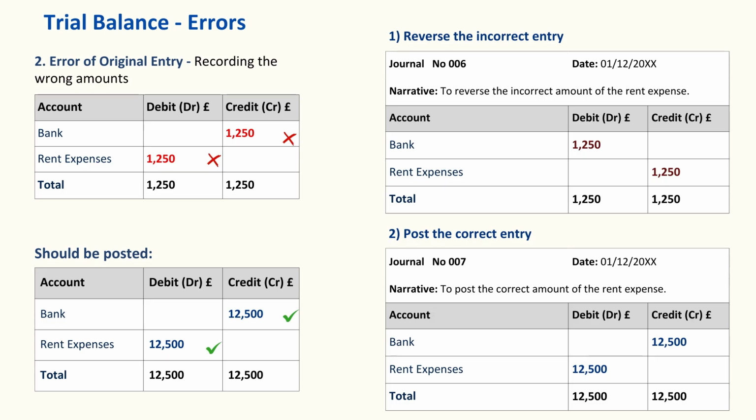Step 2. Post the correct entry. Now enter the transaction with the right amount. Debit rent expenses £12,500 and credit bank £12,500. This two-step method clears the books of the incorrect figure entirely. It makes the correction transparent and easy to audit.